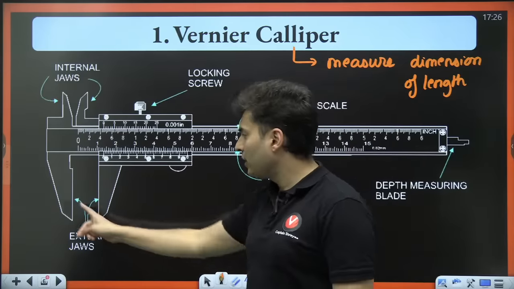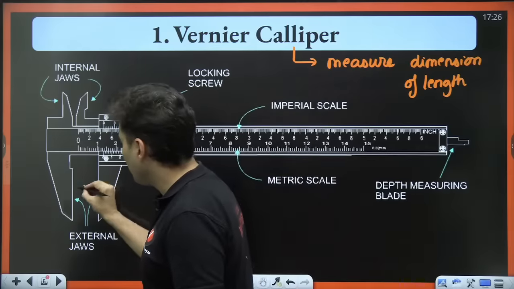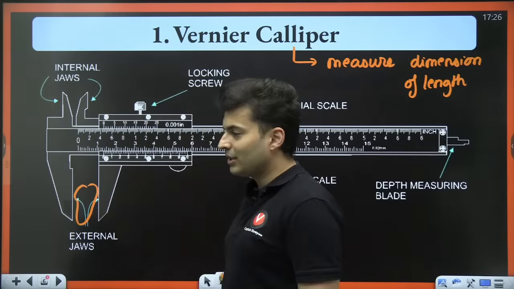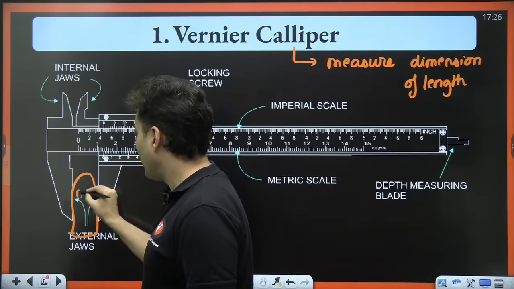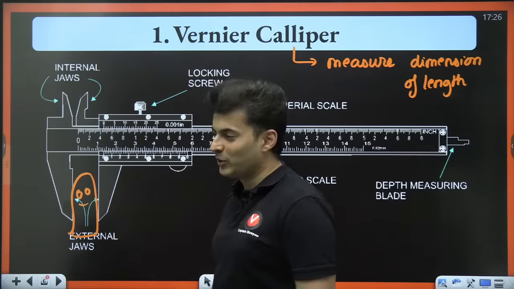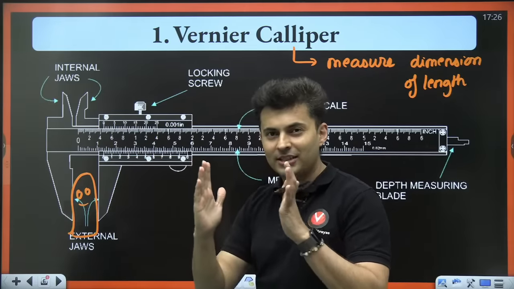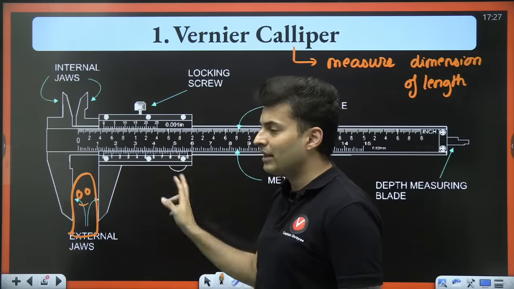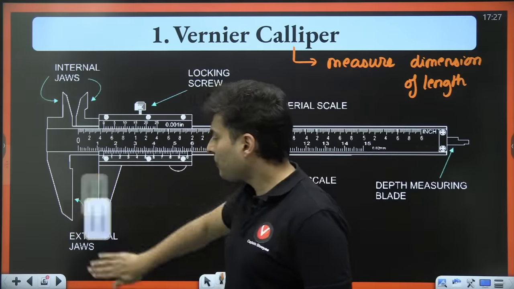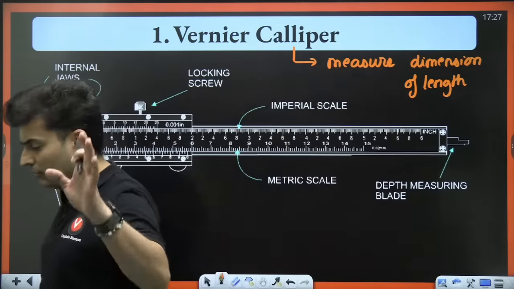In a vernier caliper, you have the jaws. In the jaws, you keep the object. Maybe I can put one pandu over here, and what is the thickness of this pandu? So you clamp those jaws, and when those jaws touch the object, you cannot move it further, and that's when, looking at these values, you will be able to figure out the actual width of that thing.